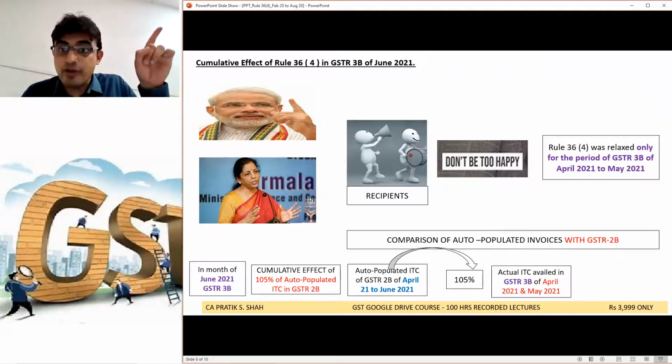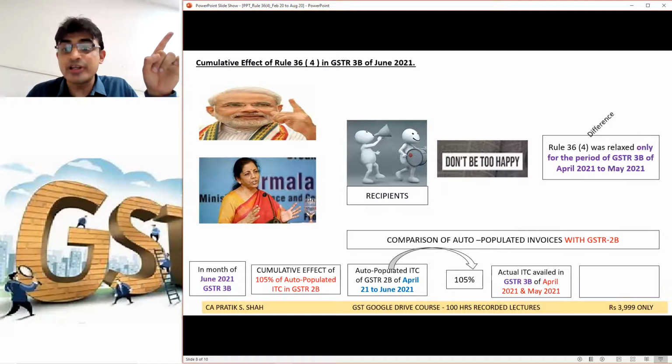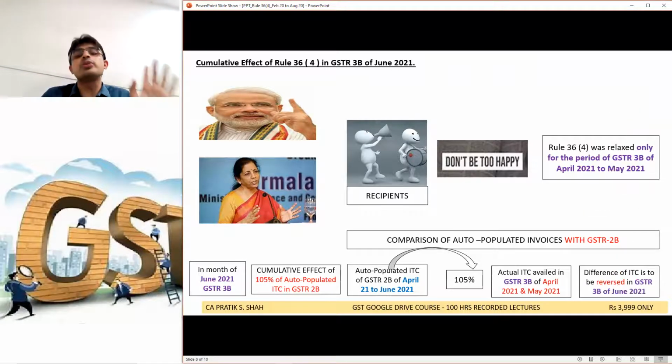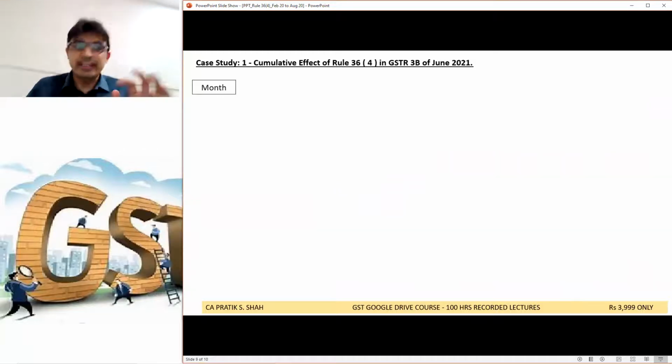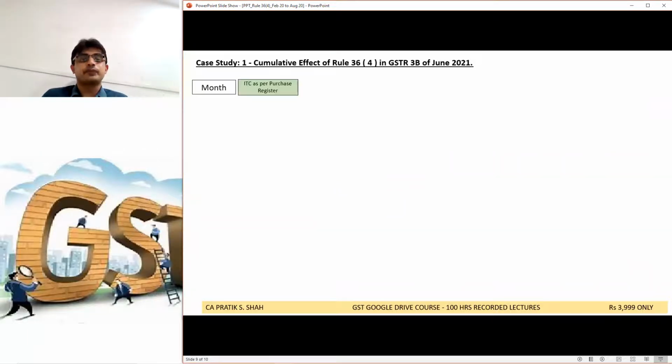Whatever actual ITC you have availed in April and May, if there is any excess over this, you need to reverse that in 3B. This is the cumulative effect you are required to give. Okay, I prepared 2 case studies for your clarity. See, case study 1. Now you will understand it better.